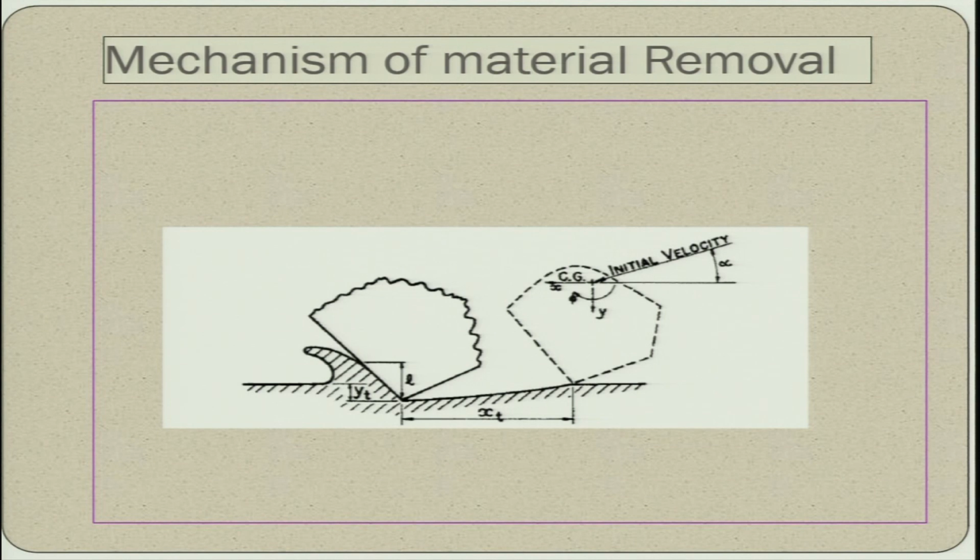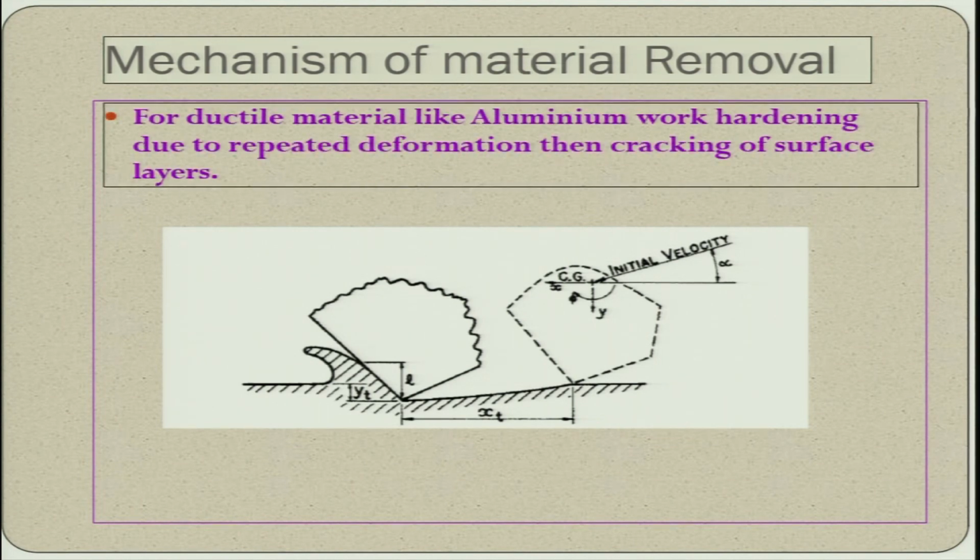So, this shows you the mechanism of material removal. For ductile material like aluminum, work hardening due to repeated deformation may cause cracking. If the abrasive particle is hitting the ductile material at around normal angle and continuously hitting, it will make this ductile material work harden, and once it work hardens, it becomes a kind of brittle material, and then brittle fracture will take place over there.